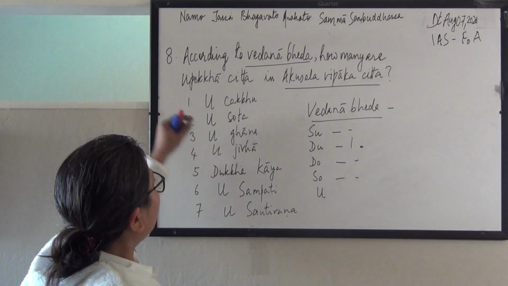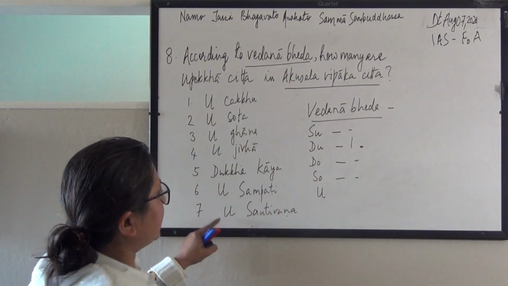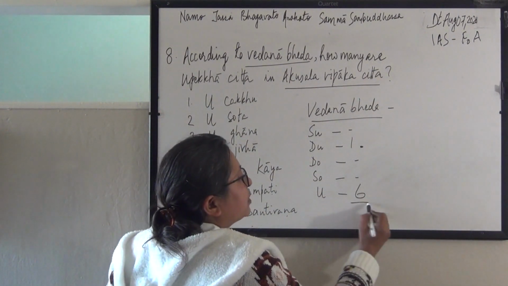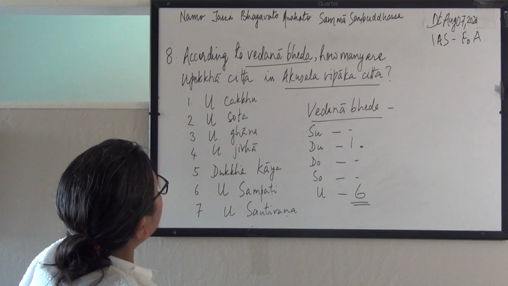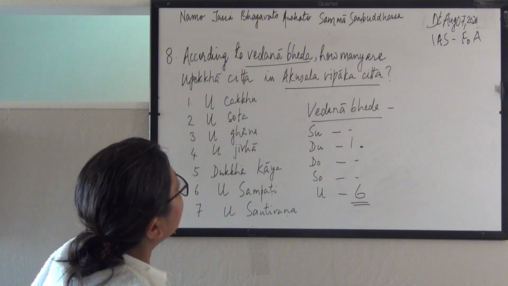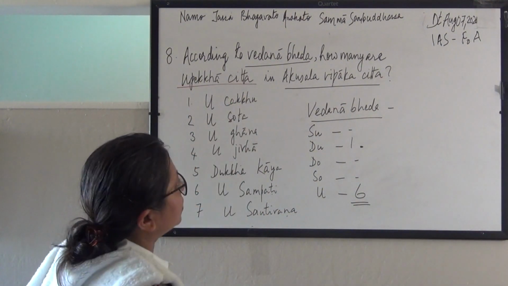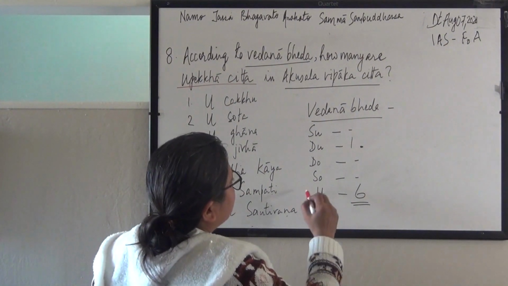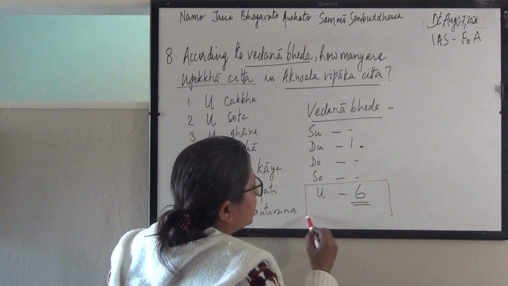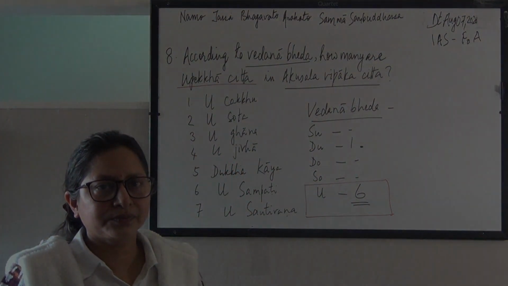Upekha Vedana. So how many Upekha Vedana? 1, 2, 3, 4, 5, 6. So we have 6 Upekha Vedana here. So according to Vedana Bhed, how many are Upekha Chitta in Akusala Vipaka Chitta? 6. So that is the right answer.